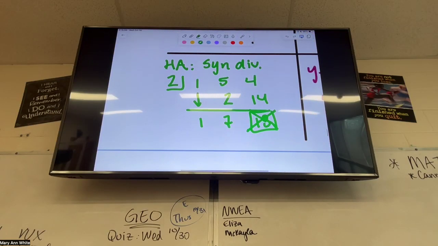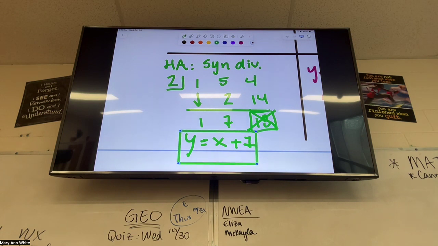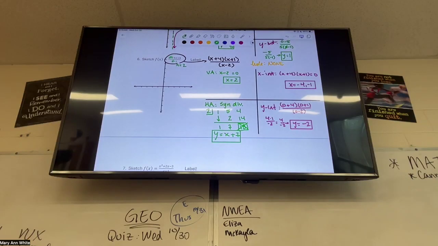The first two numbers do matter, and that's now an equation of a line. Y equals x plus 7. When we do our polynomial division, remember we are always one exponent smaller than what we started with. So I started with x squared, now I'm down to x. This line is that slant asymptote. So I'm going to graph this line, and instead of a horizontal, it's going to be slanted. Does that make sense?